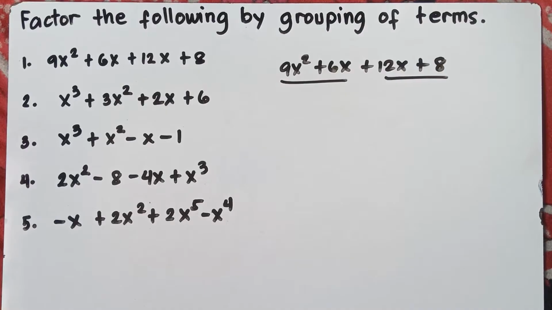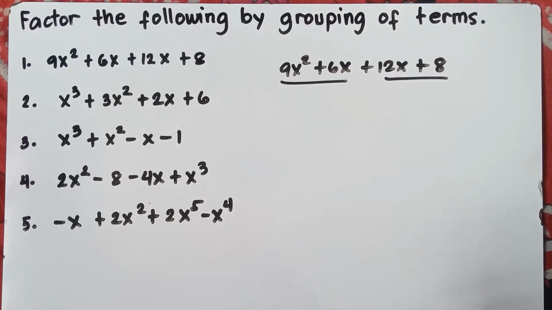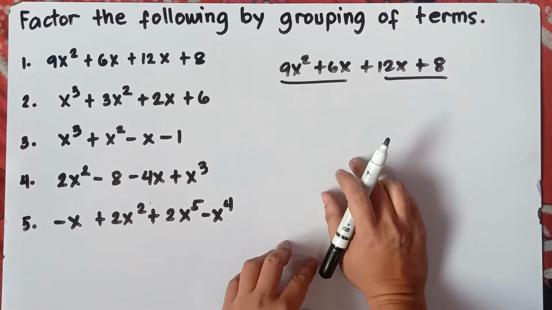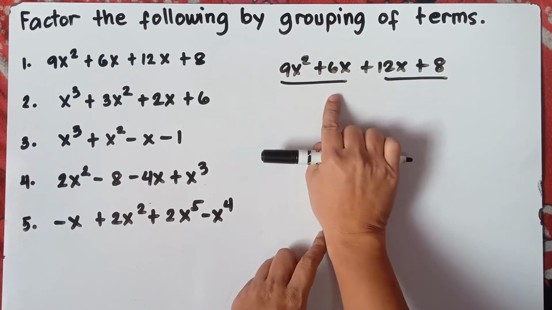Now, to factor this out, you will need to do the common monomial factoring. If you want to know more about common monomial factoring, I will put the link in the description down below. So once again, class, we will be answering this one step by step for you to really understand how to factor polynomials by grouping. Now for the numbers, class, you check 9 and 6.